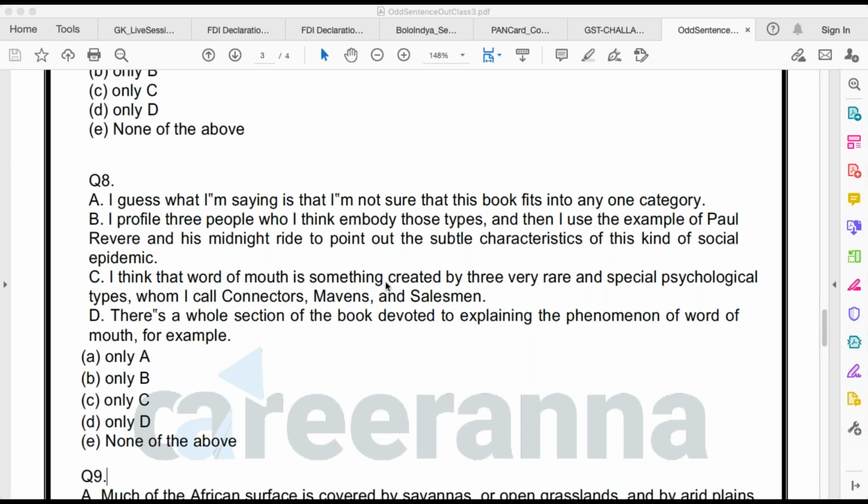Okay, so let's discuss. I profile three people who I think embody those types. Who are these three people? Connectors, mavens, salesmen. Are the three people I am talking about in sentence number B, the three types, my connectors, mavens, and salesmen? B and C are related. Right? Can I say B and C are related?